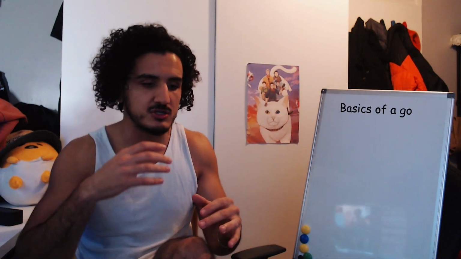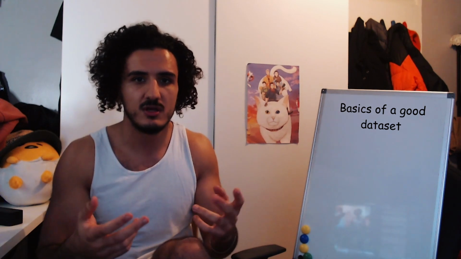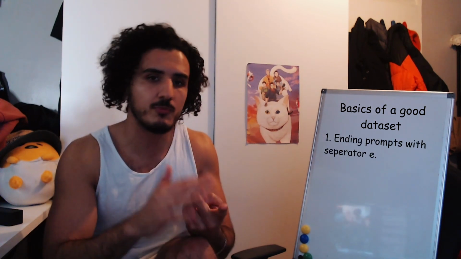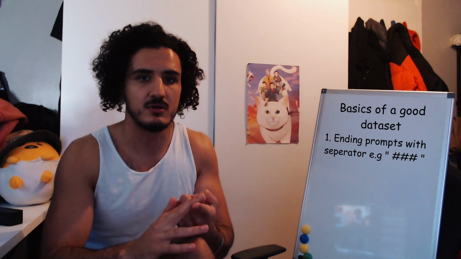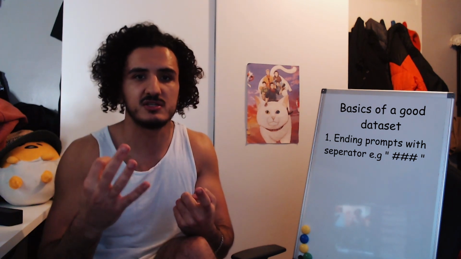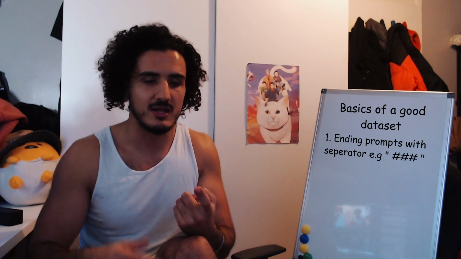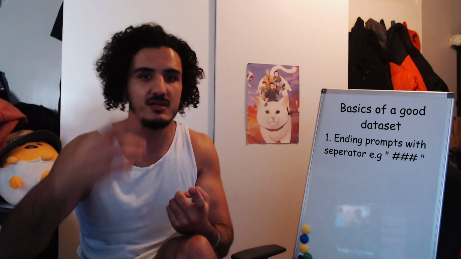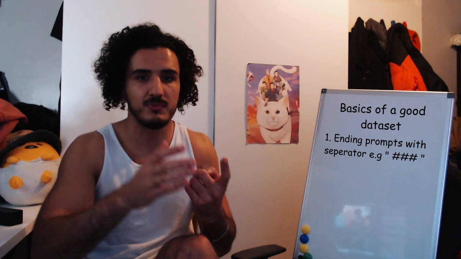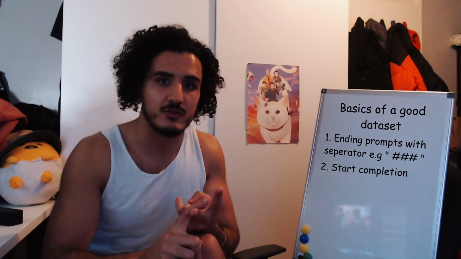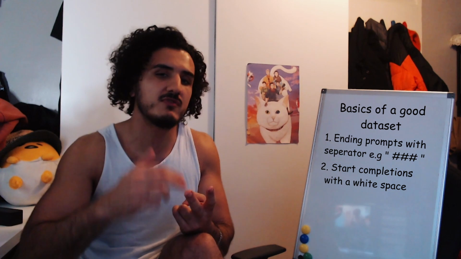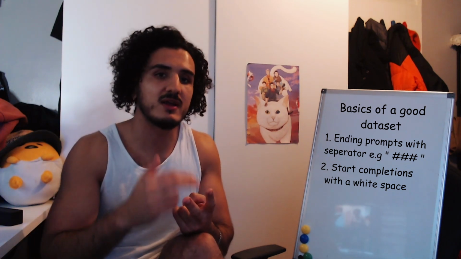So, part 1, have a good data set. To actually have a good data set, it's fairly simple depending on the type of application that you're creating with this fine-tuned model. But if we're going to stick to just a basic premise of what a good data set includes, it'll be firstly ending all the prompts with a specific separator. An example would be just putting 3 hashes at the end of every single prompt that you include. Now this would make it so that the AI model finds it easier to distinguish when a prompt has reached its end. Now the second thing to do is to make sure that you start every single completion with a white space first.